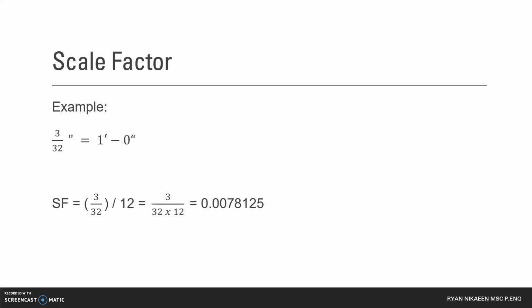So let's give you an example. This is the scale of a drawing, the architectural scale of a drawing. 3/32 inches is equal to 1 foot 0 inches. And I want to find the scale factor. So this is K and this is 12. So K divided by 12 is going to be 3 divided by 32 times 12. So the result is going to be this much. Fine.